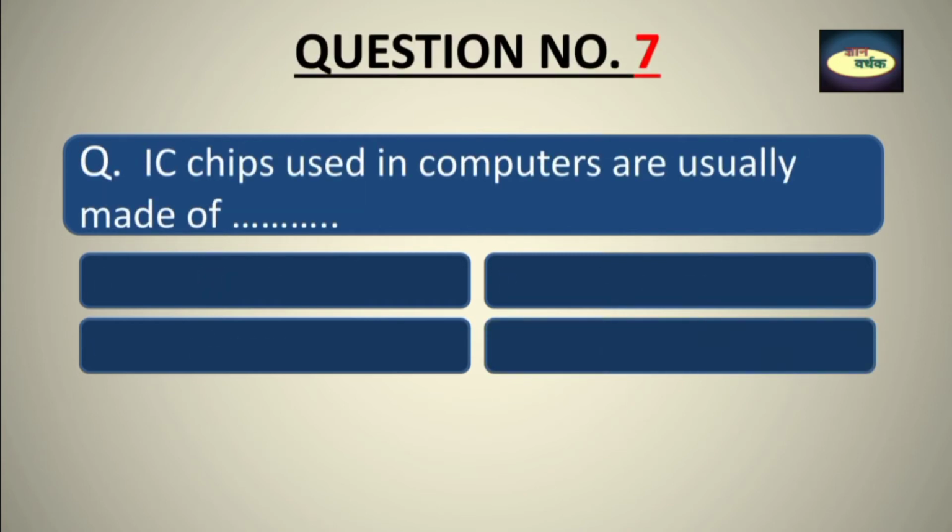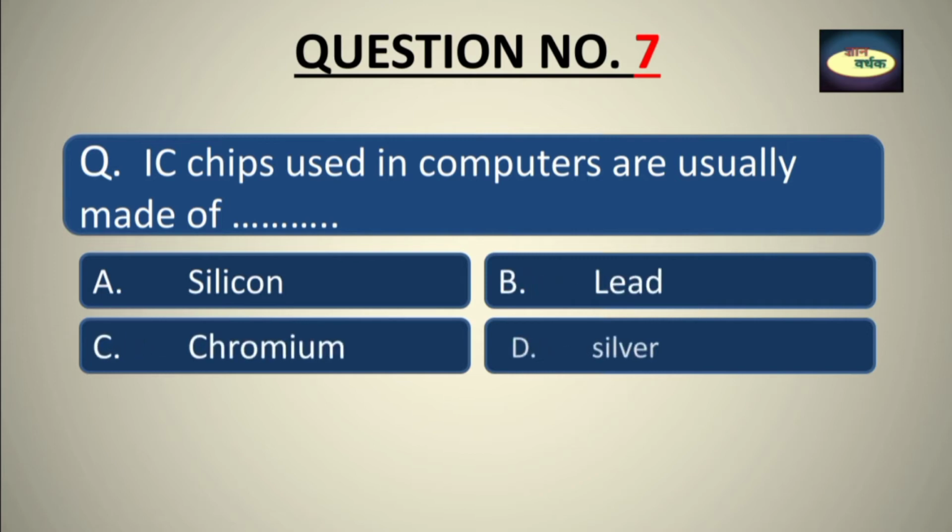IC chips used in computers are usually made of A. Silicon. B. Lead. C. Chromium. D. Silver. The answer is option A, Silicon.